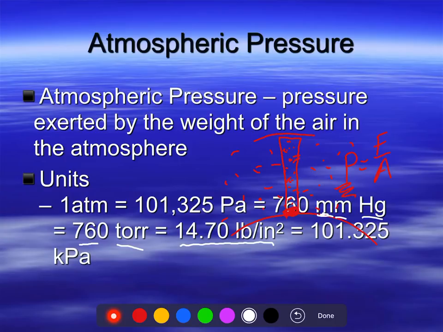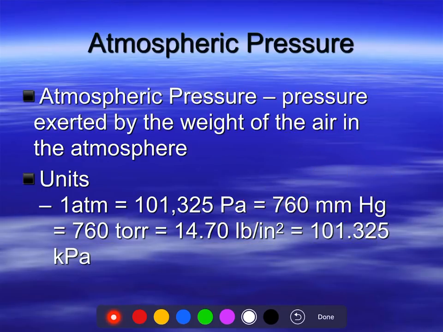Well, it's not always 1 ATM equals, they all equal each other, which means that 101.325 kilopascals also equals 760 torr, and 101.325 kilopascals also equals 760 millimeters of mercury. So you can use all of those to make your unit conversions between the different ones.